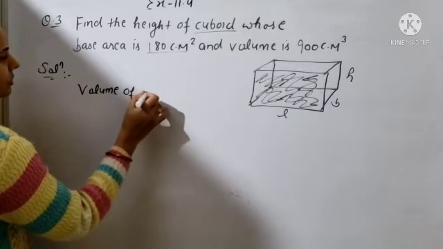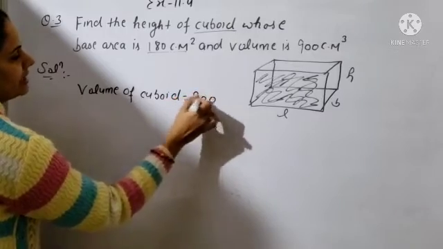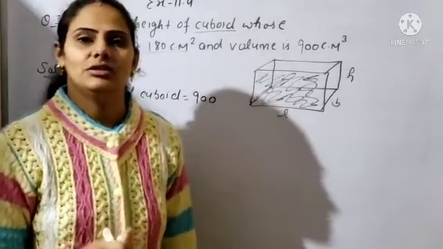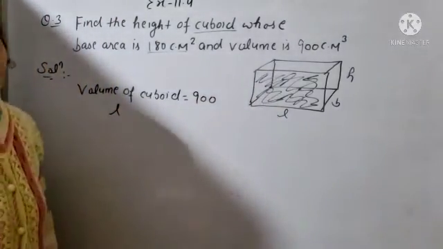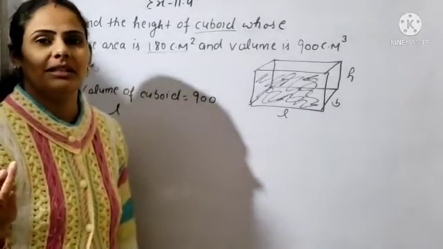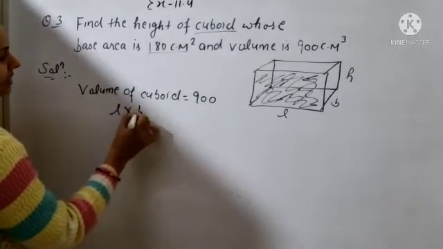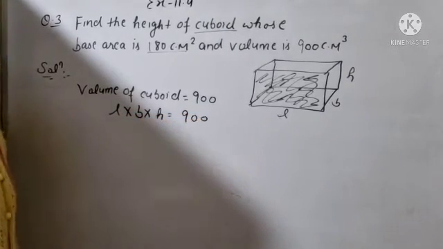Volume of cuboid is equal to 900 cubic centimeter. And what will be the volume of a cuboid? The cuboid volume will be length into breadth into height. Volume will always be the multiplication of all the dimensions. And in the cuboid, how many dimensions will there be? 3D. It means length, breadth and height. So it will be length into breadth into height, and it is equal to 900 centimeter cubic.